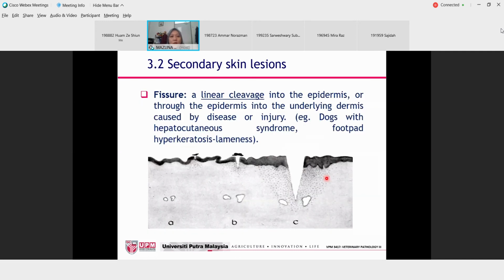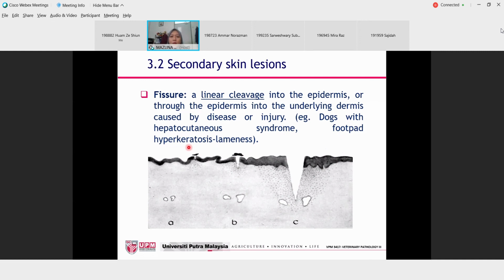Next one on the list is fissure. Fissure is defined as a linear cleavage. So this is like a very linear cut in the skin into the epidermis, or through the epidermis into the underlying dermis, caused by disease or even injury. This can be found commonly in dogs with hepatocutaneous syndrome, and even in footpad hyperkeratosis.